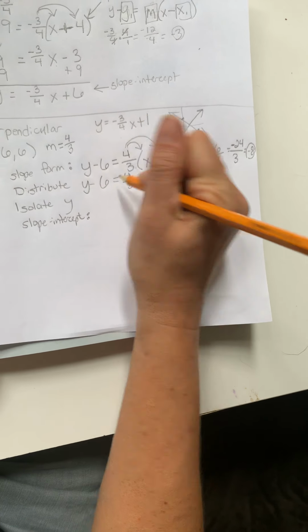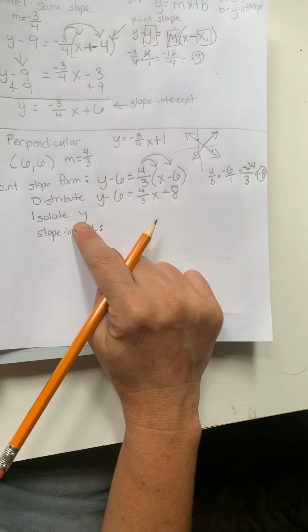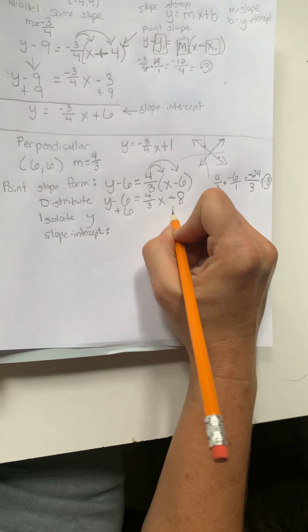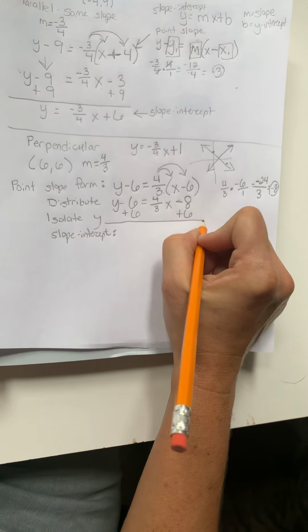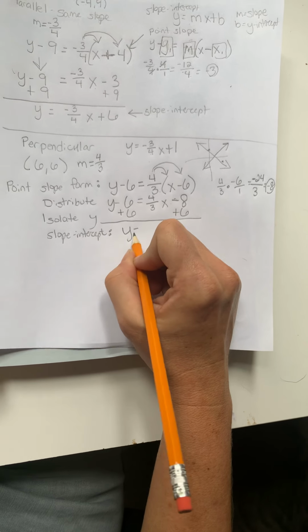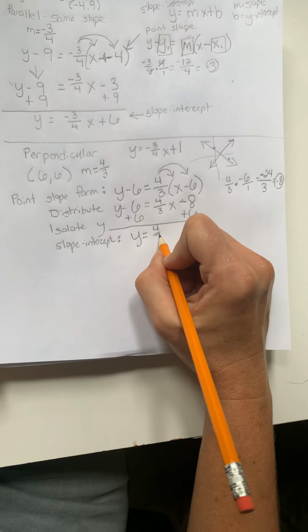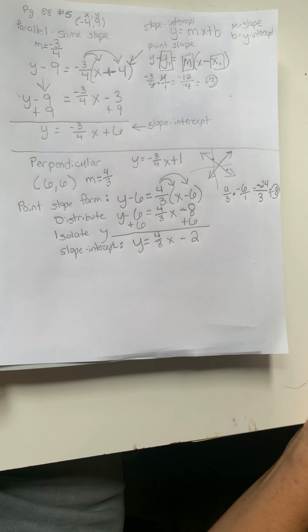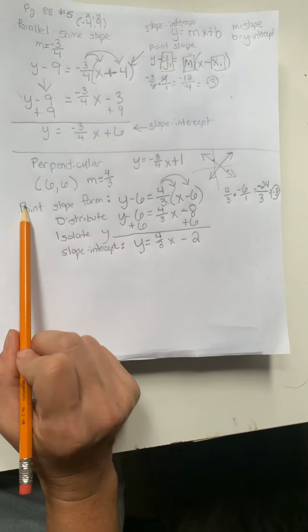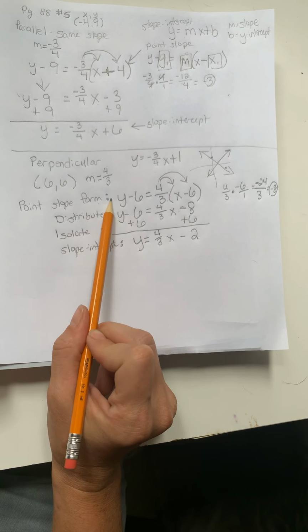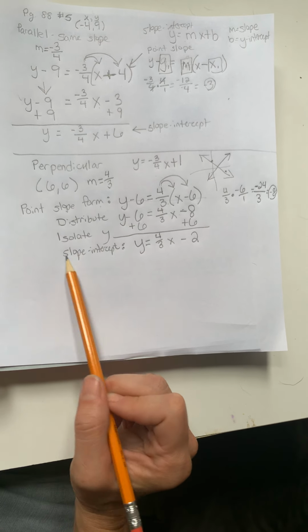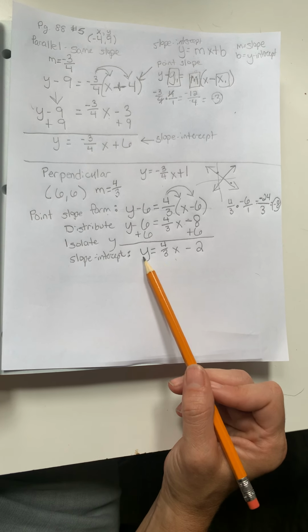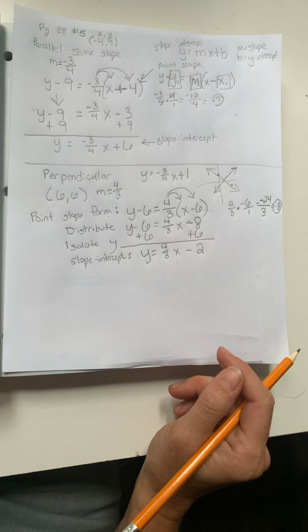All right, so that was the step to distribute. Now I need to isolate y, so I'm going to move the 6 to the other side. Add 6 to both sides, and I should have slope-intercept form: y equals 4/3 x minus 2. Again, if they asked for point-slope form, you could leave it just like this. If they ask for slope-intercept form, solve for y. Move everything to the other side and get rid of those parentheses.